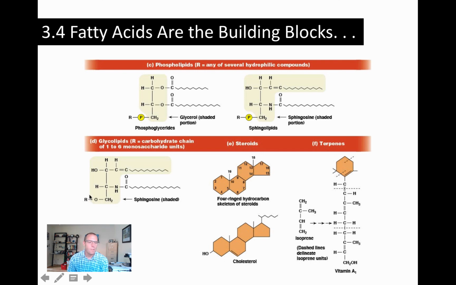What we see here instead is that the R position would be a carbohydrate chain, and so a carbohydrate has been added to this sphingosine molecule, and that gives us a glycolipid.